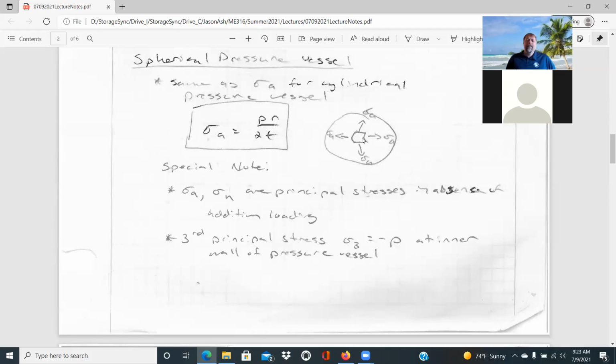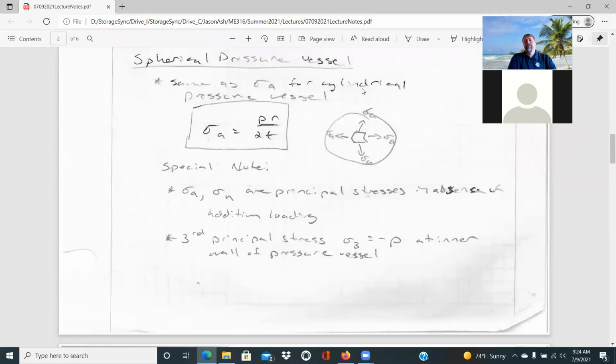And so I guess special note is that when we look at this from a combined loading standpoint, in the absence of any other type of loading, your axial stress and your hoop stress are going to be the principal stresses acting along the plane of that surface. And then there's a third principal stress that occurs on the inner wall of the pressure vessel. That's equal to minus the pressure. So sigma 3 is equal to minus P.